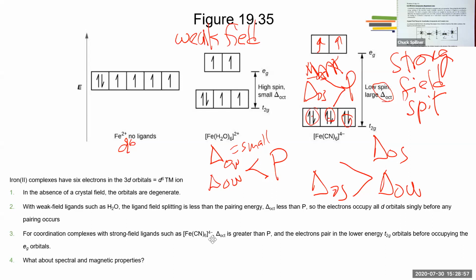Number 1, in the absence of a crystal field, the orbitals all are degenerate. Then with weak field ligands such as water, the ligand field splitting is less than the pairing energy, so the electrons occupy all the orbitals singly. For coordination complexes with strong field ligands, such as the cyanide ligand, the delta O is greater than P, and the electrons pair in the lower energy T2G orbitals first before occupying the higher energy.